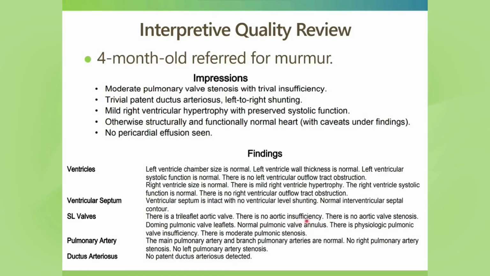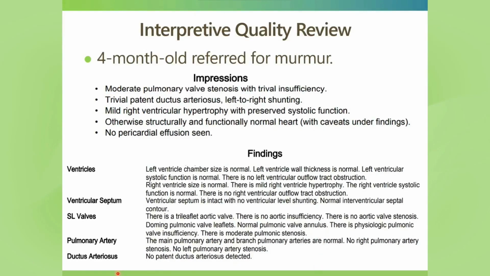So here we say, let's go to the pulmonic valve. We have a doming pulmonic valve leaflets. We have normal pulmonic valve annulus. There's physiologic pulmonic valve insufficiency and moderate pulmonic stenosis. Someone may argue that physiologic is not the same as trivial. So that might be something that you and your medical director might want to discuss, terminology, making sure that you're on the same page there.